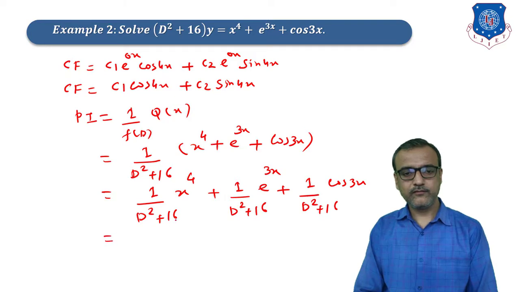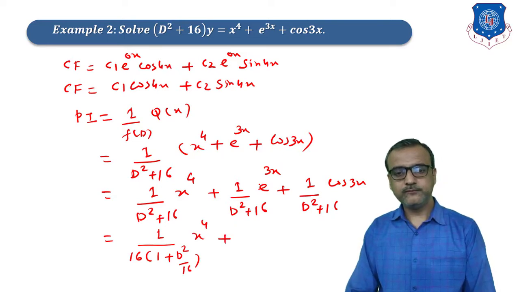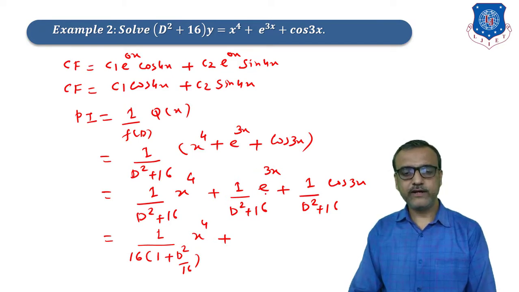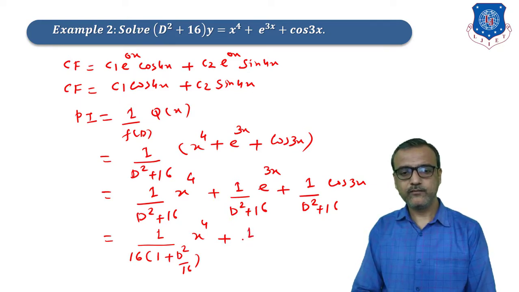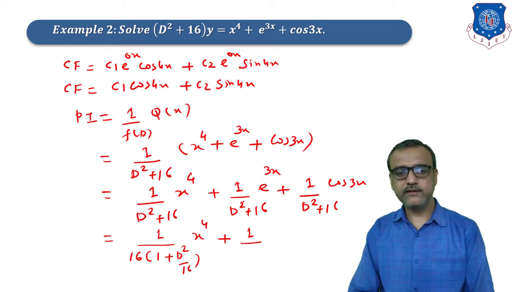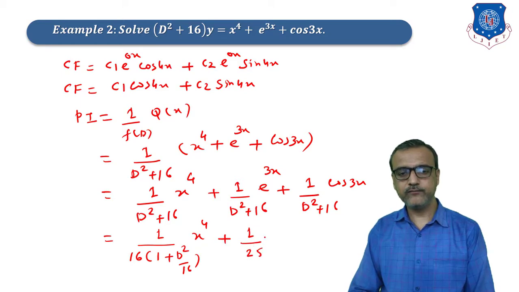Now from this D square plus 16 we will take 16 common. So we have 16 upon 16, that is 1 plus D square by 16, this is x raised to 4. Now think about case number 1 when Q of x is e raised to ax. So what we will do, we will just replace D by a. Here we will replace D by 3. So we have 1 over, if you replace D by 3, it will become 3 square, and 3 square is 9, 9 plus 16, that is 25, e raised to 3x.